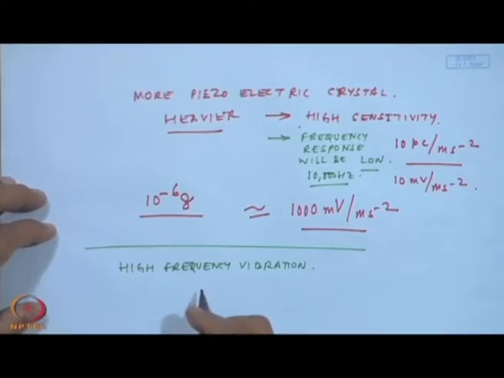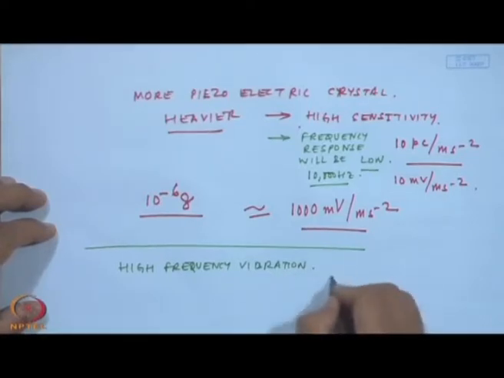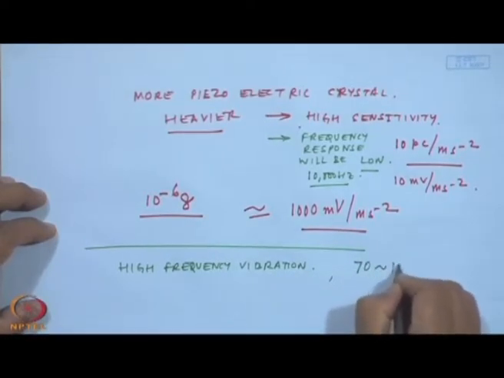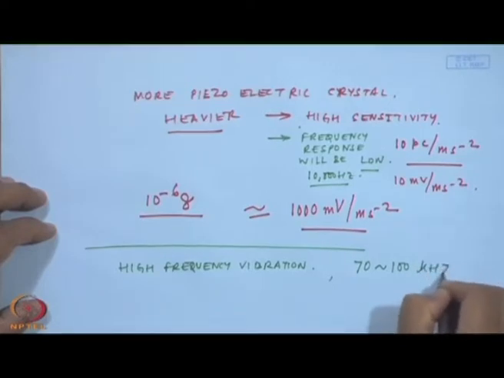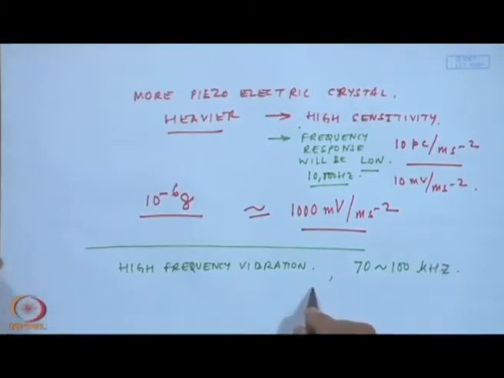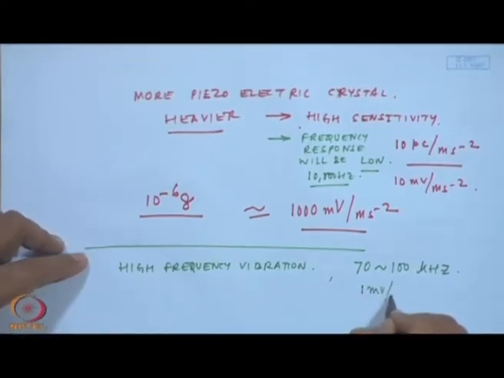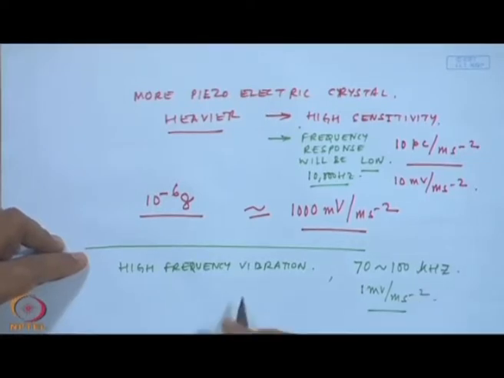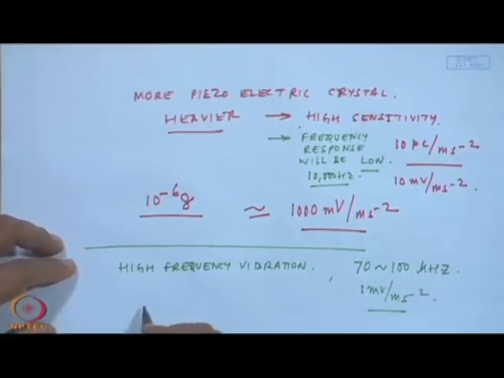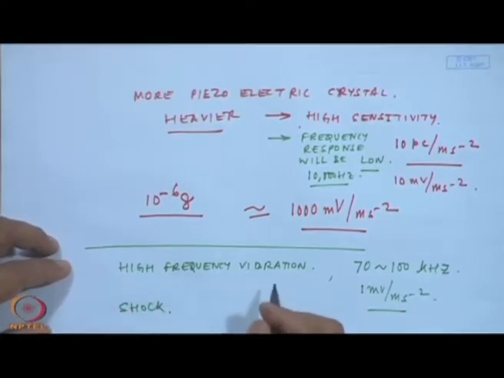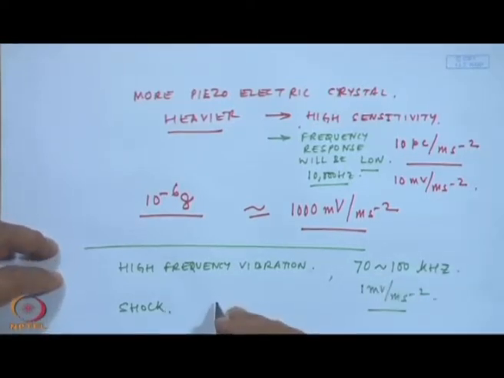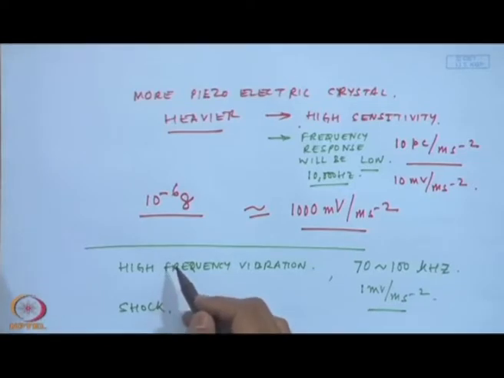To measure high frequency vibrations, the frequency response of the accelerometer has to be very high, maybe about 7200 kilohertz. So, they have to be very lightweight, and the sensitivities are very low, maybe 1 millivolt per meter per second square. We want to measure very high accelerations, for example, during a shock generation, something fell on the ground. Shocks are usually very high frequencies, so we have to use light accelerometers.